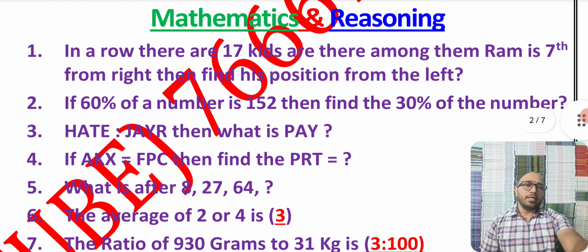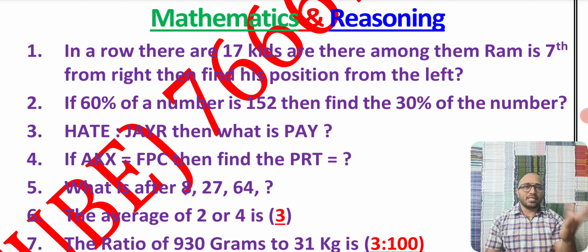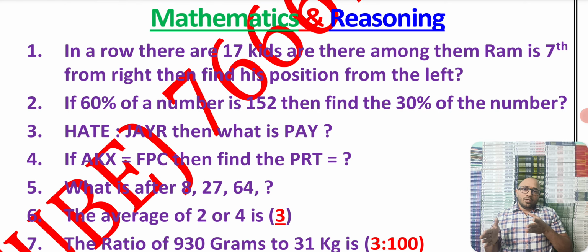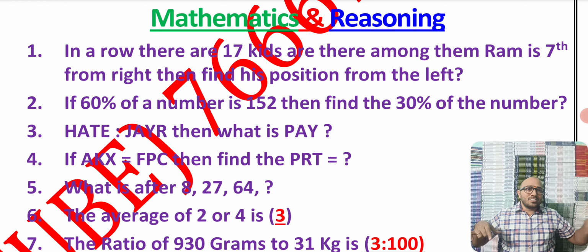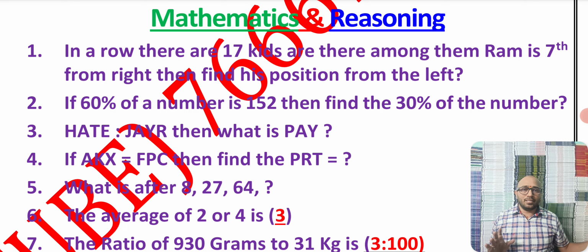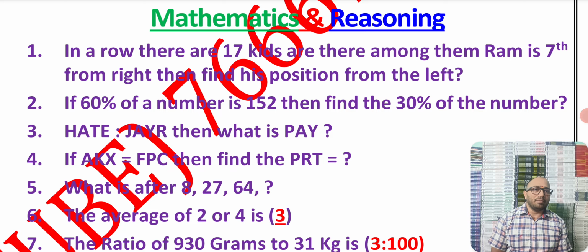We have some mathematics and reasoning questions. I'll just explain to you. In a row, 17 kids are there. Among them, Ram is the 7th person from the right. So from the right, just write down 17 dots, and he is 7th from the right. So from the left, what is his position they are asking? Something simple: 17 minus 7 plus 1. When you work it out, you will get the answer. It is a very easy question.